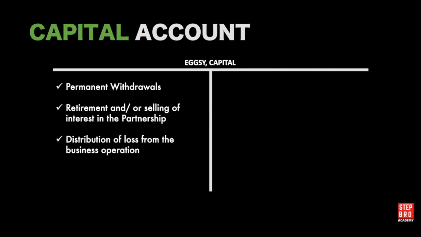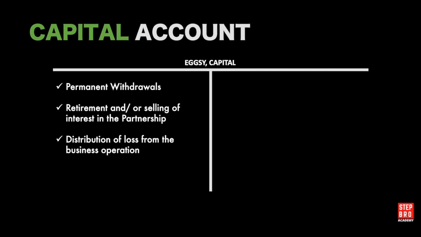By selling his or her own interest, he would decrease his capital account. Next is the distribution of loss. When the business operation results in a loss, the partners would distribute these losses to each partner according to the agreement of the partnership, therefore decreasing their capital account.